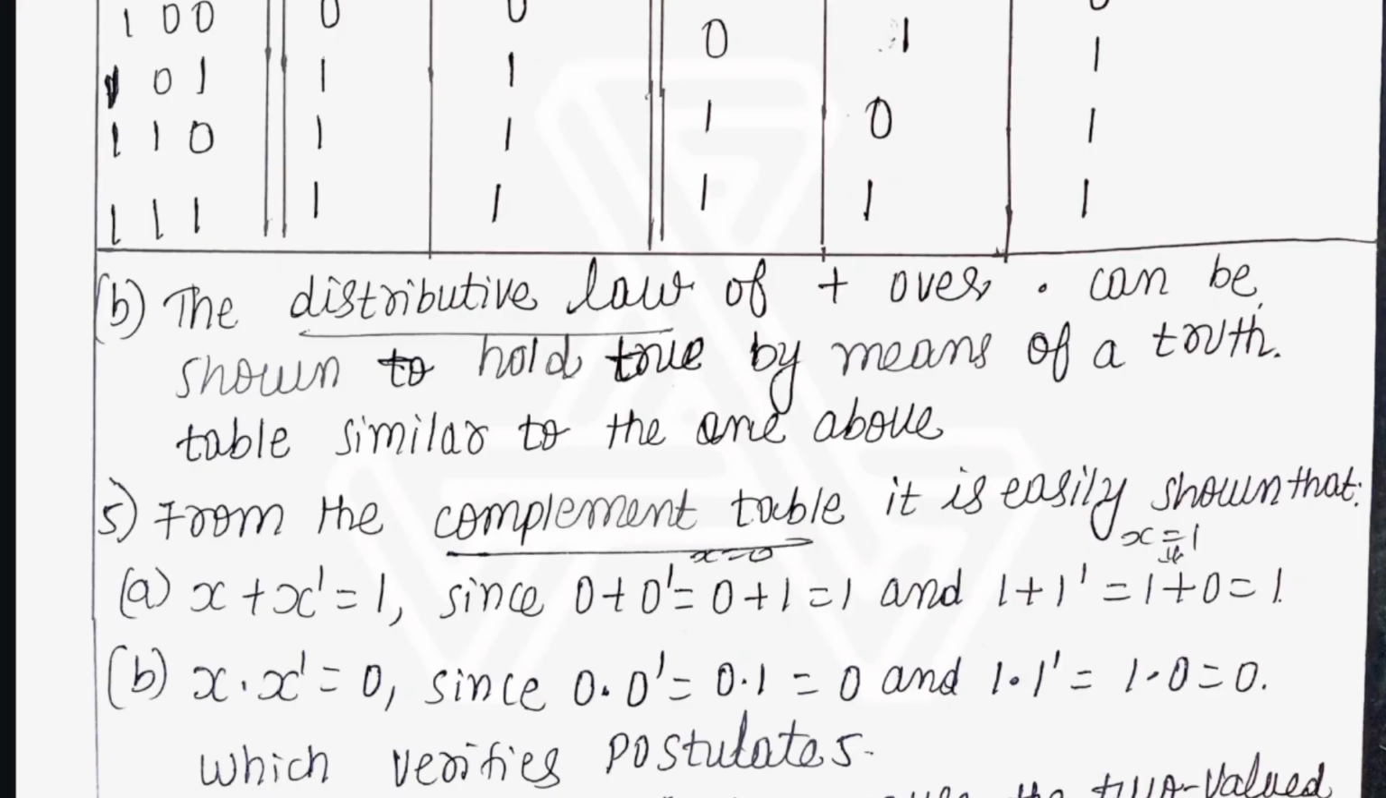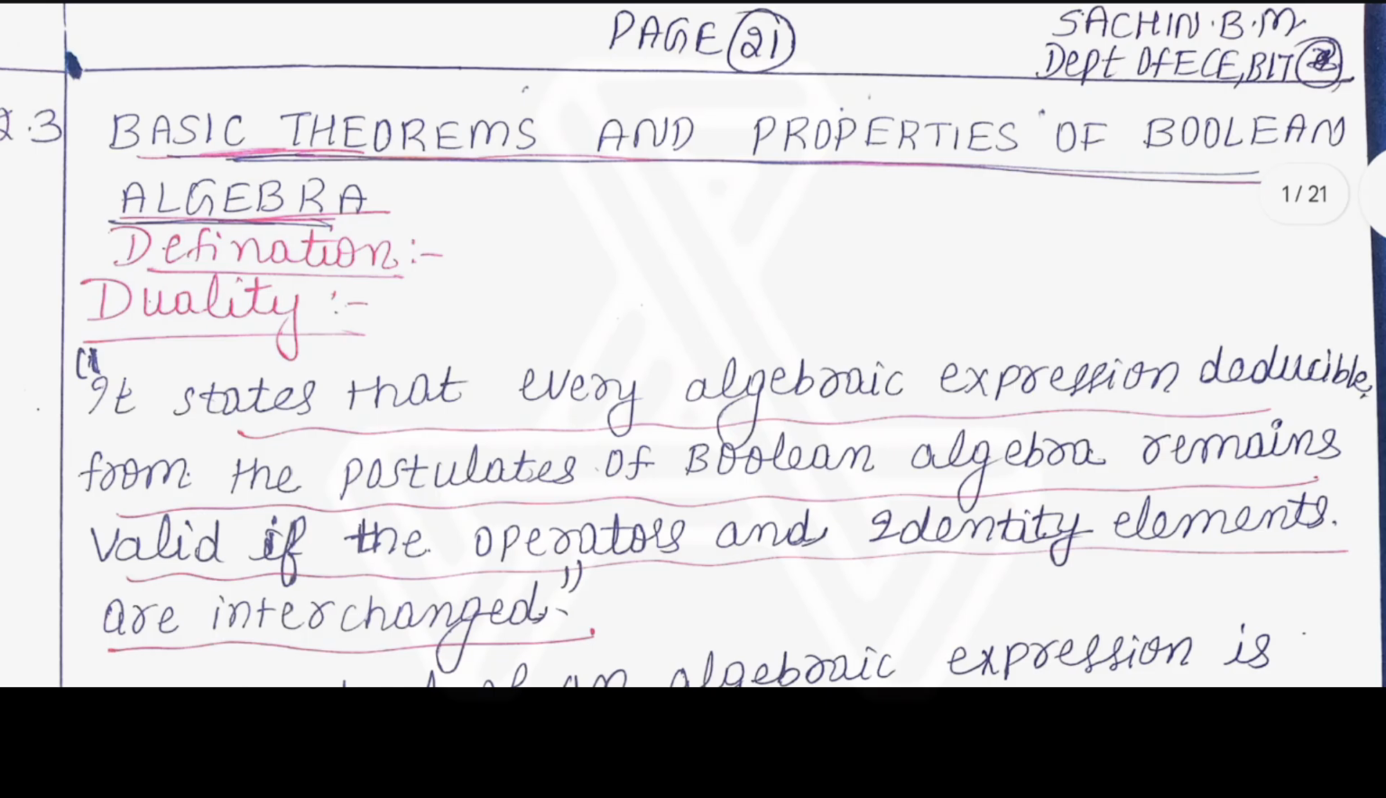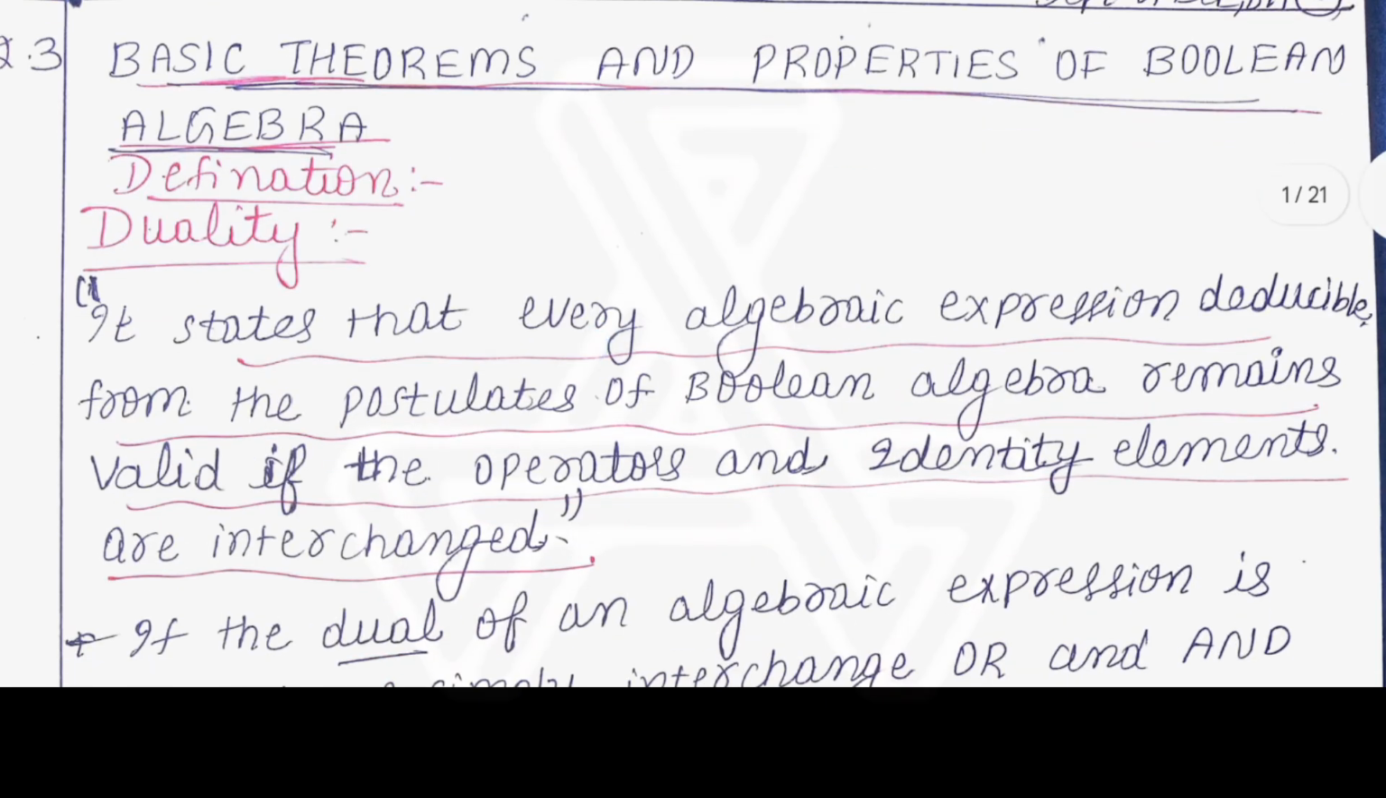From the complement table, it is easily shown that x plus x dash is equal to 1: 0 plus 0 dash is 1 and 1 plus 1 dash is equal to 1. Also 1 dot 1 dash is 1 dot 0, which is 0. This satisfies postulate 5. Postulate 6 is satisfied because the two-valued Boolean algebra has two distinct elements, 1 and 0, with 1 not equal to 0.